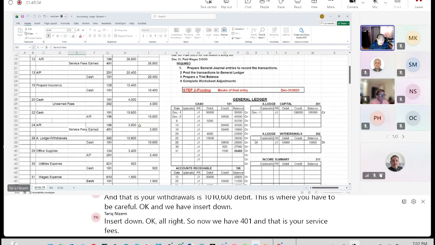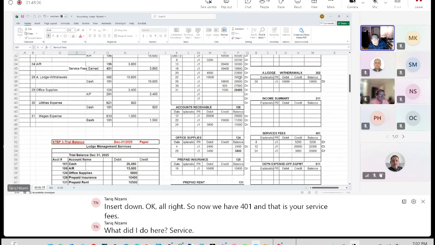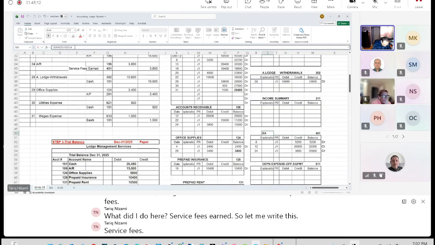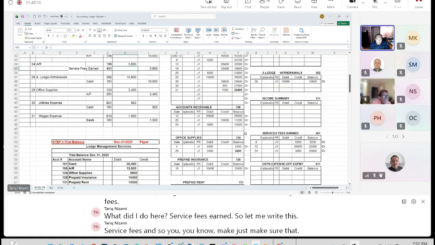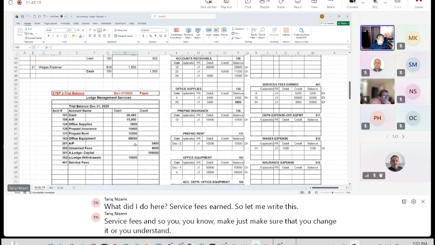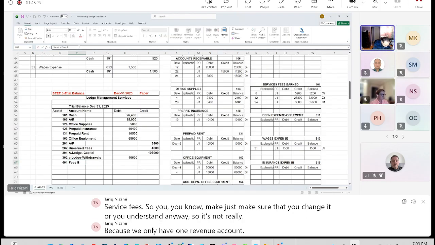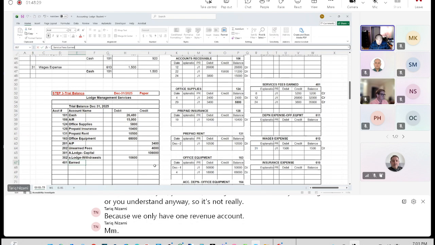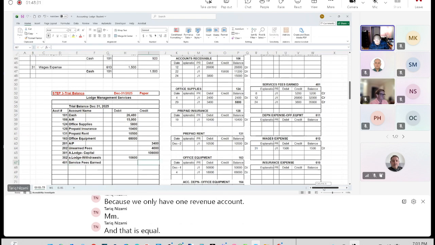What did I do here? Service fees earned. So let me write this. Service fees earned. So just make sure that you change it, or you understand anyway. It's not really, because we only have one revenue account. And that is equal to 35.8 credit.